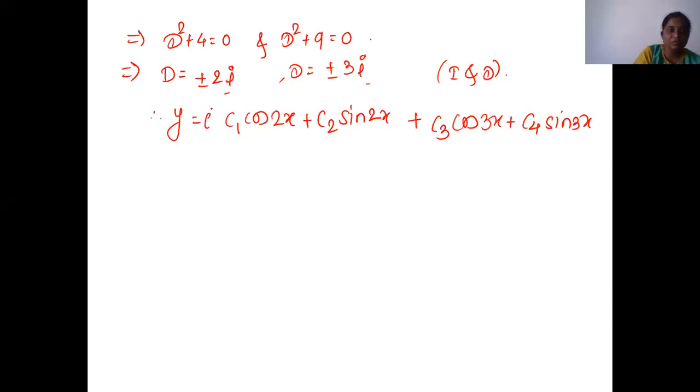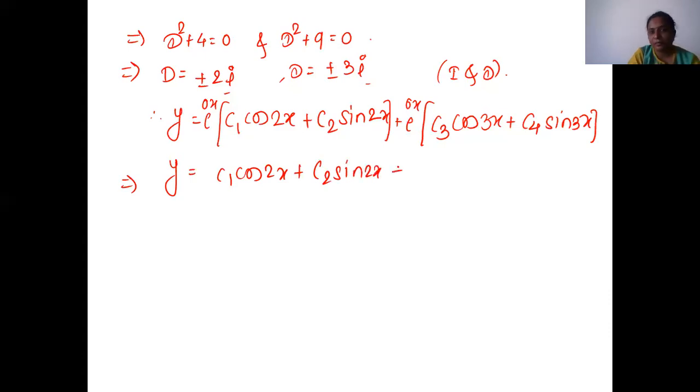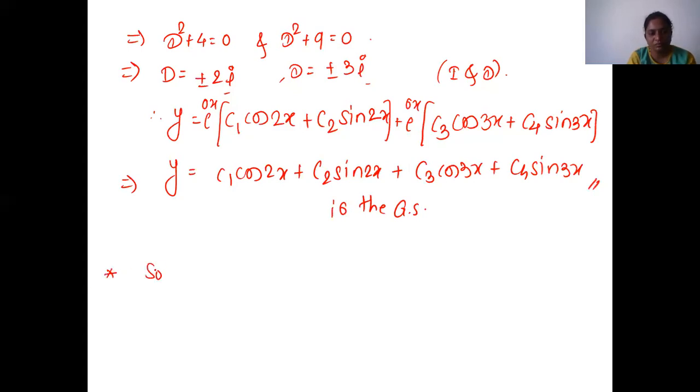Now few people will ask me, why don't you write this, madam? Yes, you can write it if you want, as alpha is 0 in both the cases, e raised to alpha x. But finally e raised to 0x is 1, so we can only write C1 cos 2x plus C2 sin 2x plus C3 cos 3x plus C4 sin 3x is the general solution. Ask if you have any doubt.